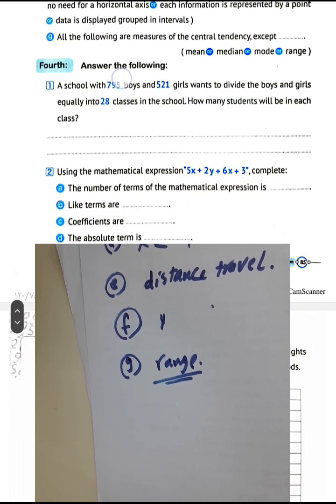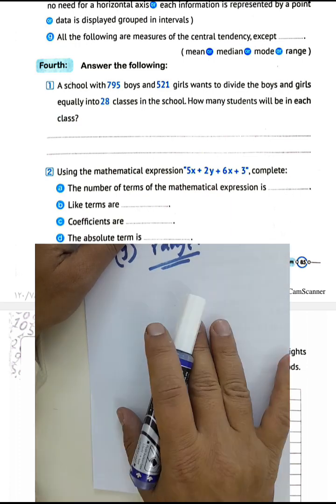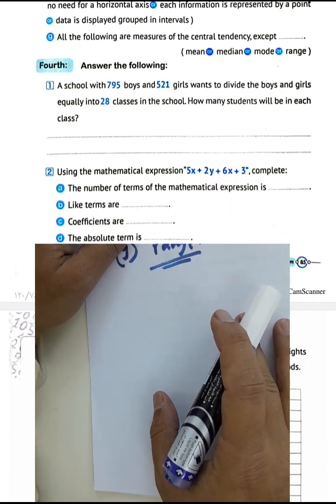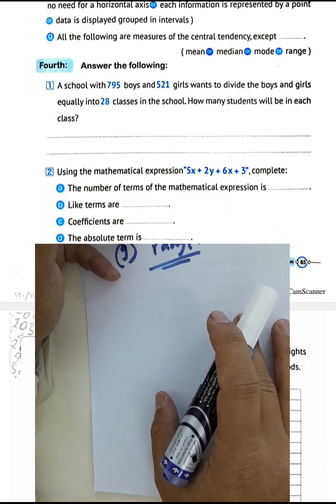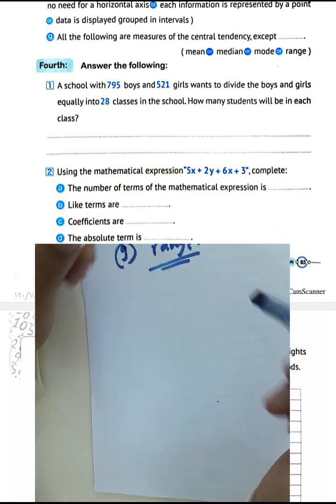Fourth, answer the following. A school with 795 boys and 521 girls wants to divide the boys and girls equally into 28 classes in the school. How many students will be in each class? First step, we must add the total to find the number of students and then divide the number by 28 classes to know how many students will be in each class.